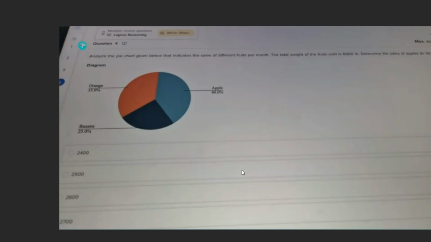Guys, this will be a quiz question for you. Please give the answer in the comment section. This is a real and recent question. Okay, analyze the pie chart given below that indicates the sales of different fruits per month. The total weight of the fruits sold is 6000 lb. Determine the sales of apples in lb. Okay, diagram is provided. Orange 35%, banana 25%, apple 40%, and these are the options: 2400, 2500, 2600, 2700.